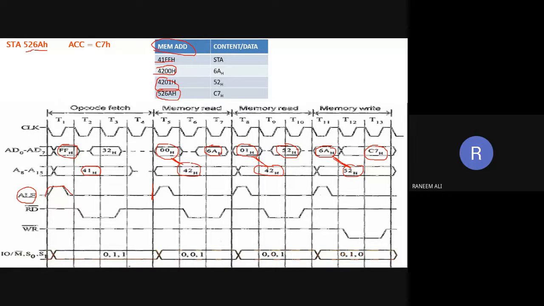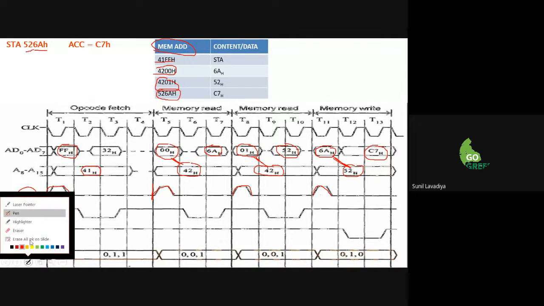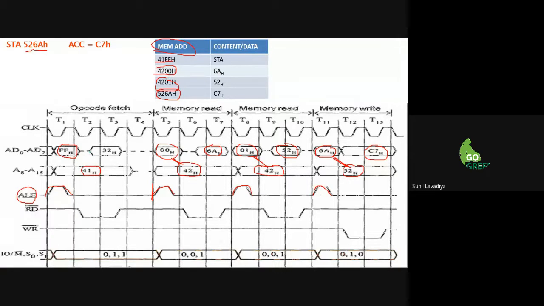Okay, thank you. Everyone, please focus here. ALE comes in the first cycle only, so in every machine cycle it is there. Then the read bar for the portion on which data is available. So right now the data is available on this cycle, 32. So it's available here. Then the 64. Then the 52, like this.